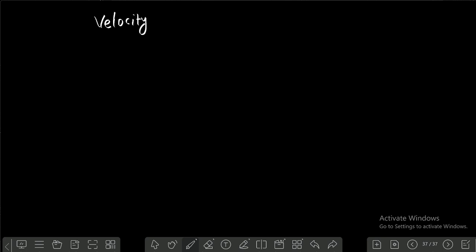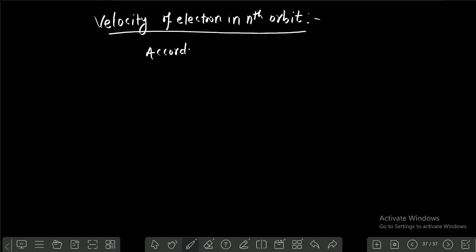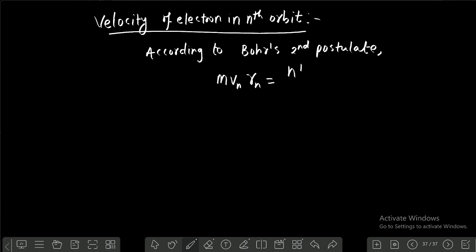Velocity of electron in nth orbit. See, according to Bohr's second postulate, m v r equals n h by 2 pi. Now I want to write the velocity: v equals n h by 2 pi m r n. According to Bohr's second postulate, m v rn equals n h by 2 pi, so vn will be n h by 2 pi m rn.